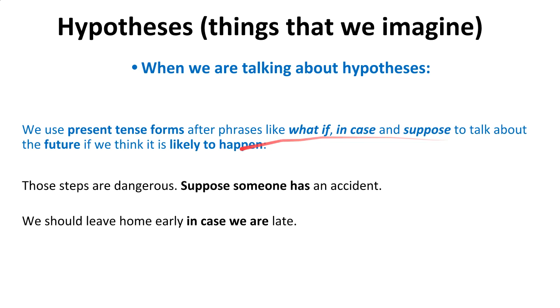Let's take a look. Those steps are dangerous. Suppose someone has an accident. That means it's very likely that someone might meet an accident in future because those steps are dangerous and not even. We should leave home early in case we are late. So, if we don't leave early, we might miss our train or the plane. So, the chances are very high that it might happen.